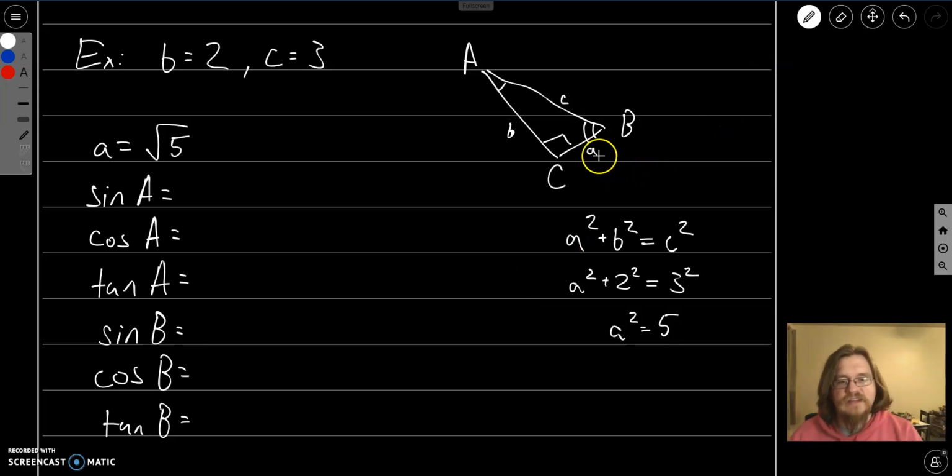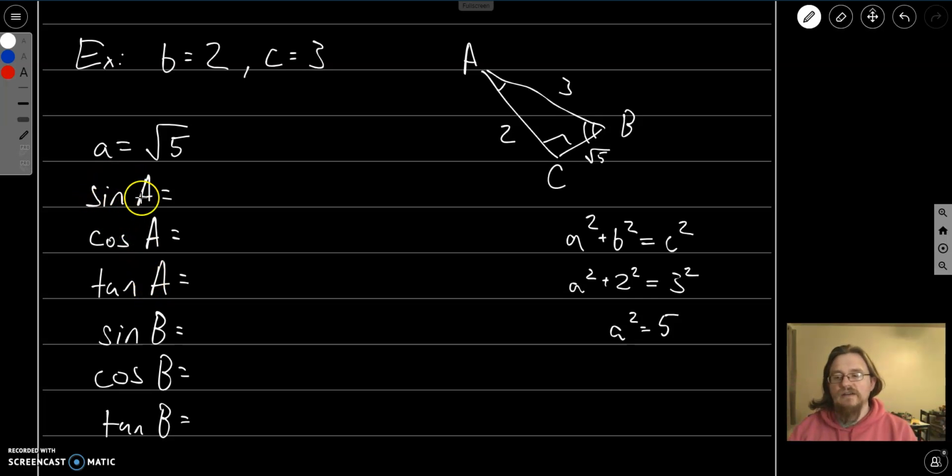So let's label these. Instead of A, I'm going to write the square root of 5 here. Instead of C, I was told that C is 3. And instead of B, I know that this is going to be 2. So let's try to figure out sine, cosine, and tangent. And I'm going to use the acronym here, SOHCAHTOA.